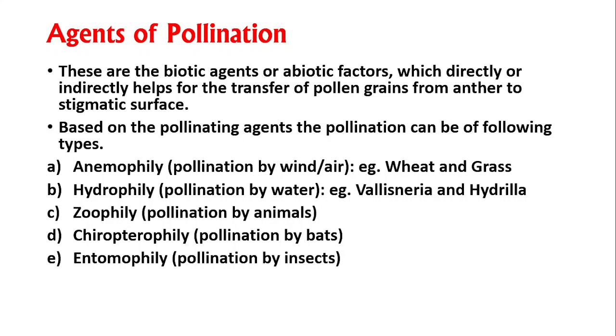I repeat the point. Do remember, agents of pollination or pollinating agents are nothing but the biotic or abiotic factors which help transfer pollen grains from anther to the stigmatic surface. Is that clear? Since they help in the transfer of pollen grains, they are called pollinating agents.